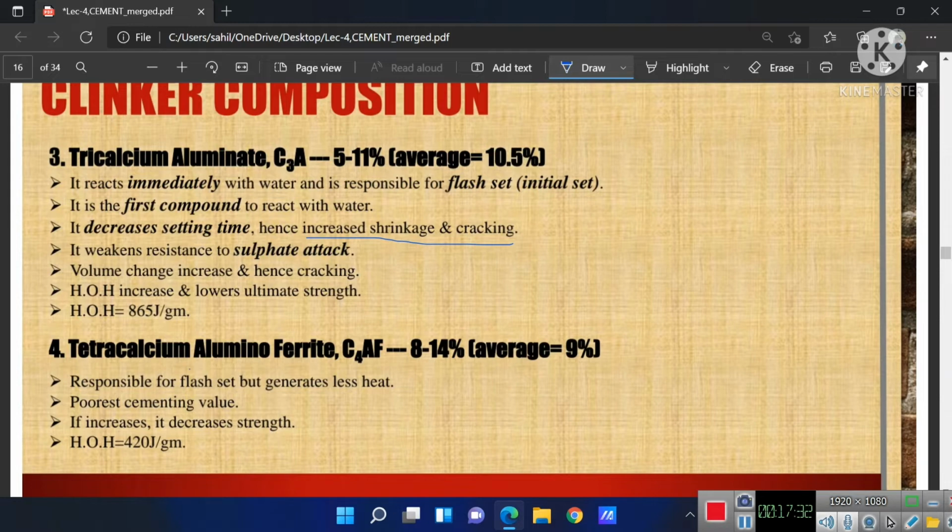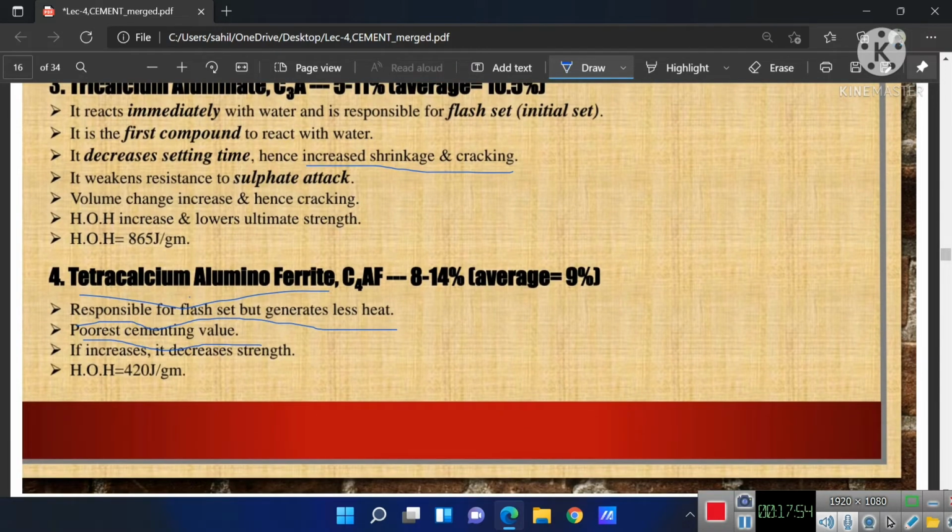Now the fourth bulk compound, tetracalcium aluminoferrite, must be present in about 9% in the cement. It is responsible for flash set, but generates less heat. This has the poorest cementing value. It decreases strength, and it also has a moderate heat of hydration, that is 420 joule per gram.